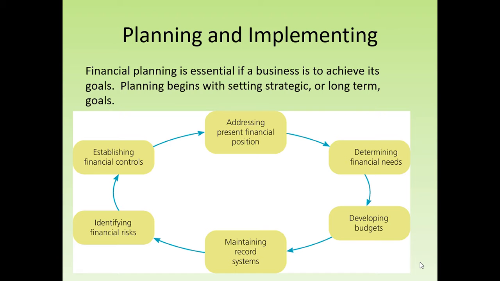All right, so basically, if you look at this diagram beginning at the top, you're addressing your financial position in the first instance, and from there determining your financial needs. The next step is then to start to develop budgets. From there, you're maintaining your record system, so an accounting system such as Xero or MYOB, looking at financial risk, what's going to happen in the wider economy. Is the exchange rate going to fluctuate if you're importing or exporting? Basically, is the government going to start implementing new taxes, whatever it is, and then establishing controls to make sure that you're managing that.